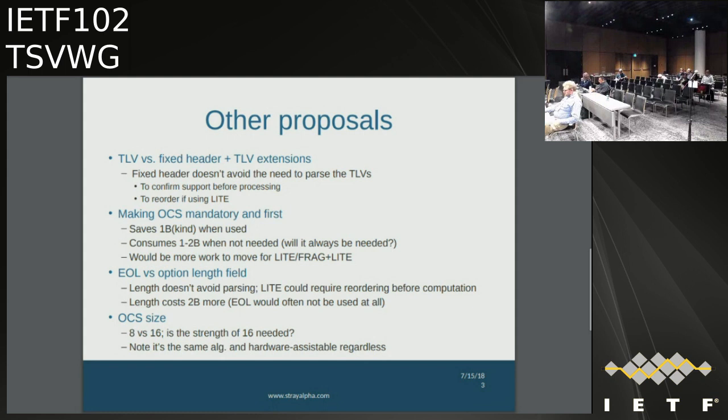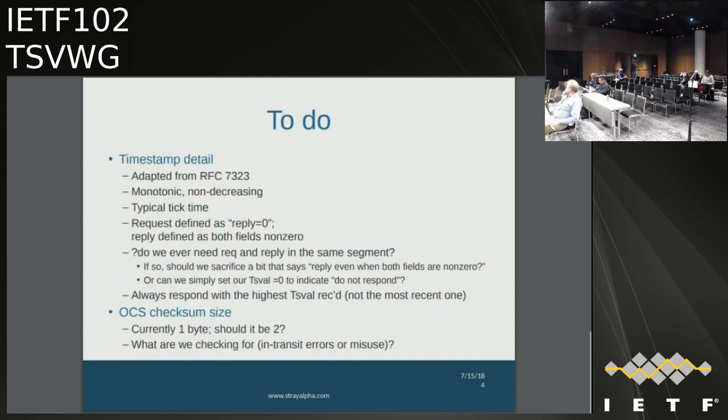So I'd like to hear from other people on the list. I've heard from a few people on the list about most of these things. I'd like to hear from new people about all these other proposal issues. Right now, in the last slide, the to-do items: I know that I have to put in more detail from RFC 7323, because the way UDP uses time and the way TCP uses time are not exactly the same, and we want to have it be clear what it is.